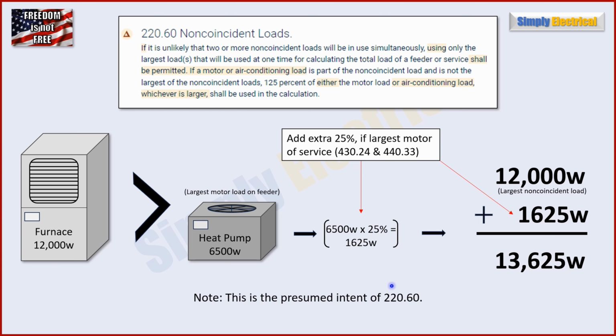So this is what I believe to be the intent behind the new wording in 220.60. Now we're actually accounting for the largest motor load on the feeder and taking that extra 25% and applying it to our calculation. Okay, but there's one more thing that this does for us.